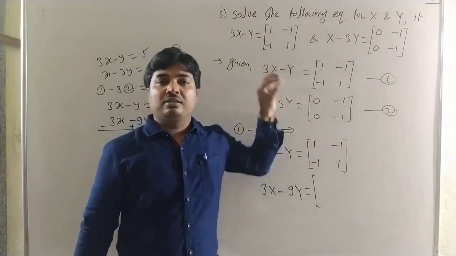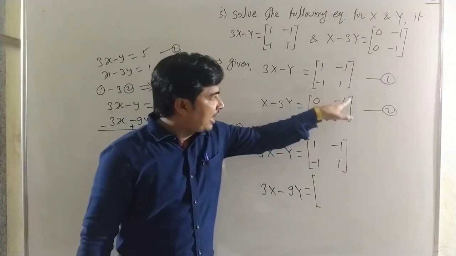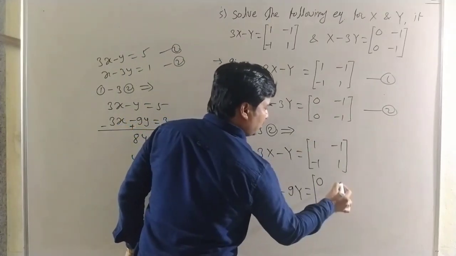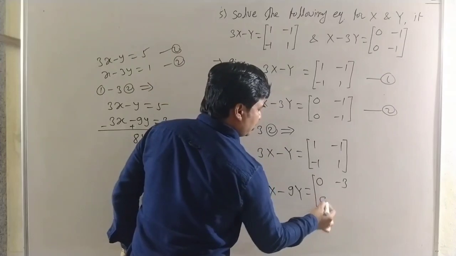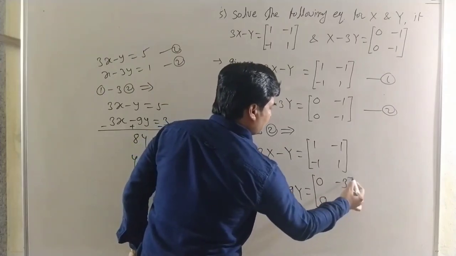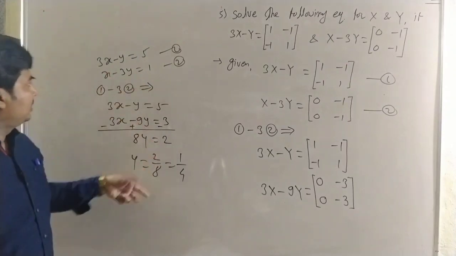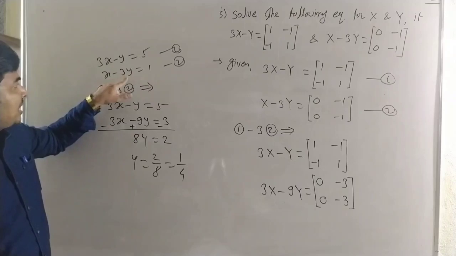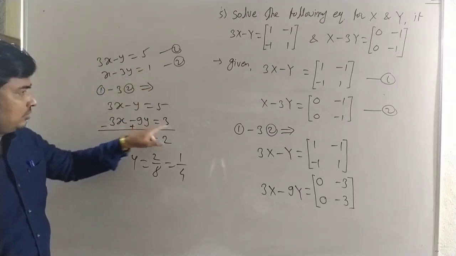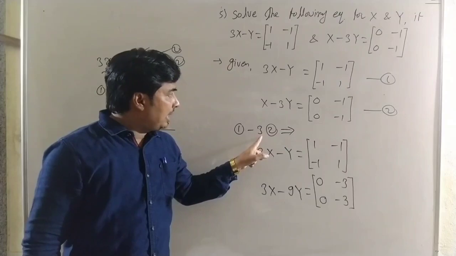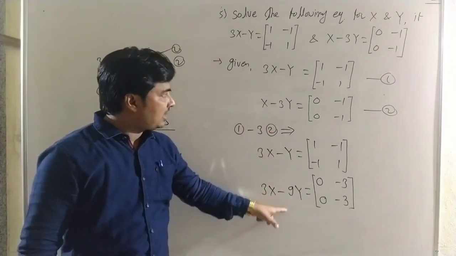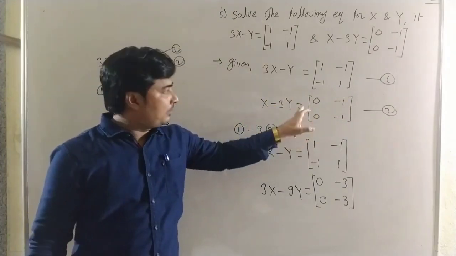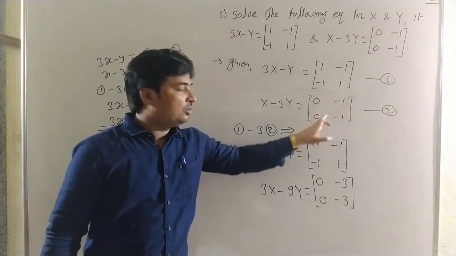this matrix by the scalar 3, that means we multiply all elements by 3. Then 0 into 3 is 0, minus 1 into 3 is minus 3, 0 into 3 is 0, and again minus 3. Like that, here we multiply all elements in equation 2 by 3, it is 3x minus 9y, and here we multiply all elements in the matrix by 3, therefore it is 0, minus 3, 0 and minus 3.